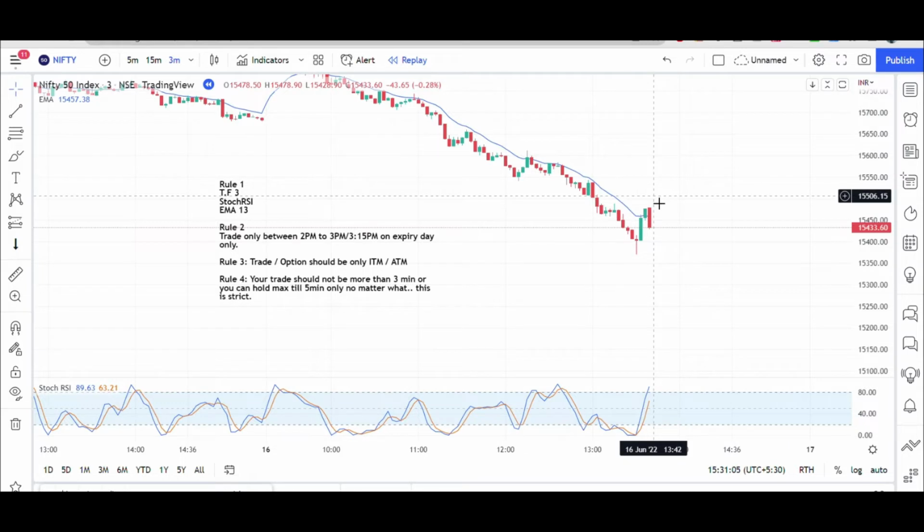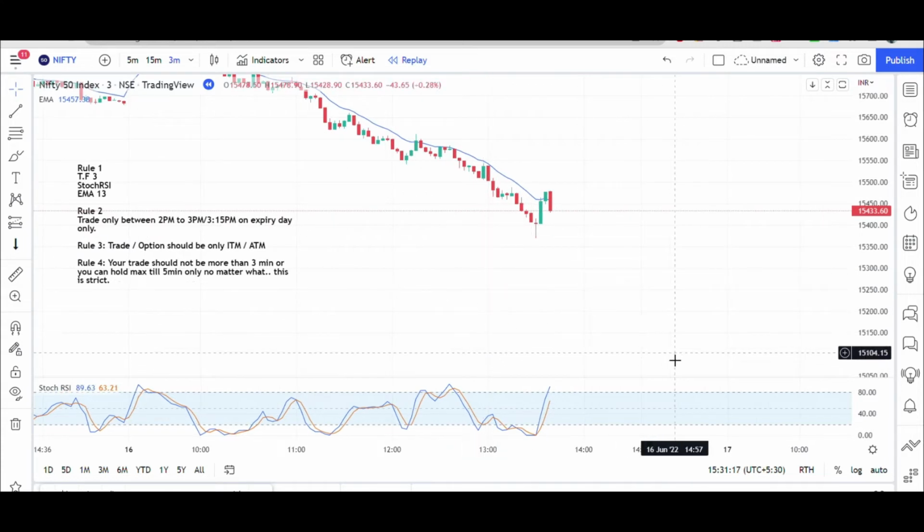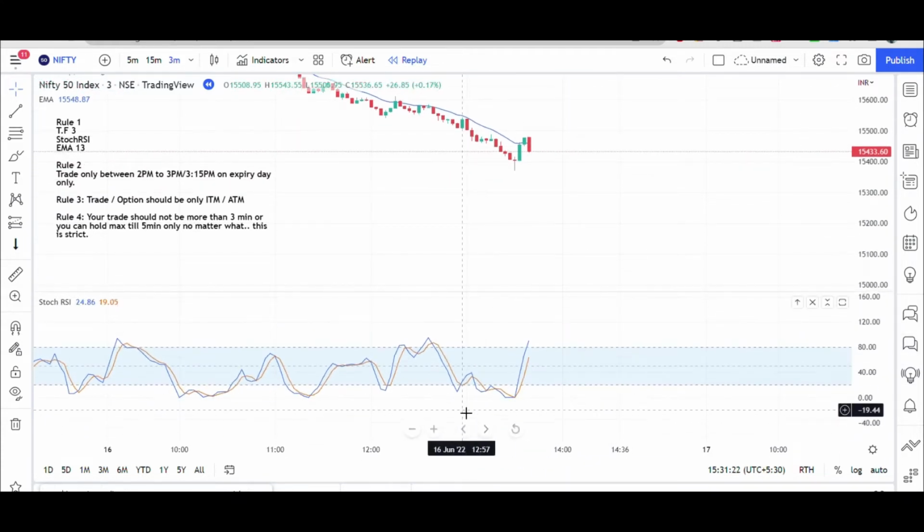If price is above this, they will take the support from here. If price is below this, they will take the resistance from here. So what are the signals? The first signal is, I will just move this stochastic up a bit, whenever this stochastic RSI is getting below 20, and the higher range is 80. So whenever it is going below 20, get ready to go into the call option or get ready for the buying trade.